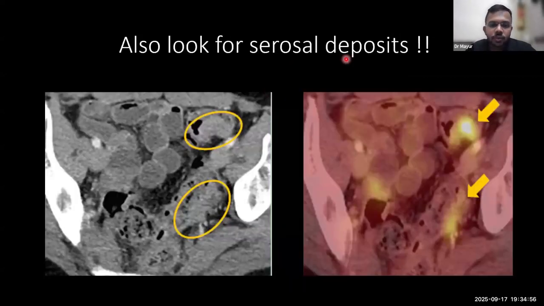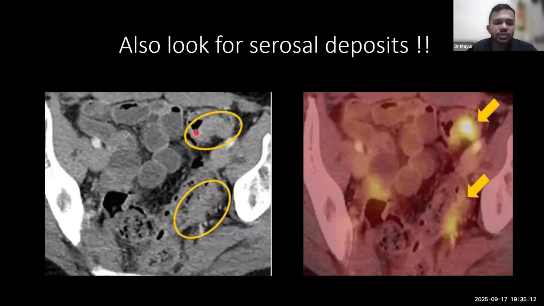Look for serosal deposits, which are also signs of visceral peritoneal involvement. It is seen as eccentric bowel wall thickening. In this case, it is involving an ileal loop and sigmoid colon, which is showing uptake on FDG PET images.